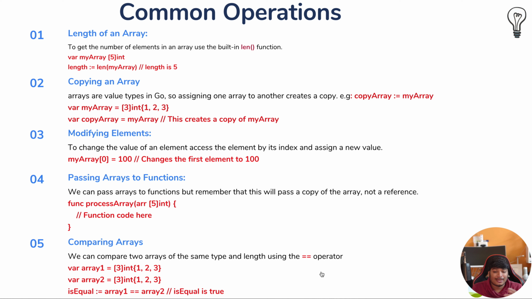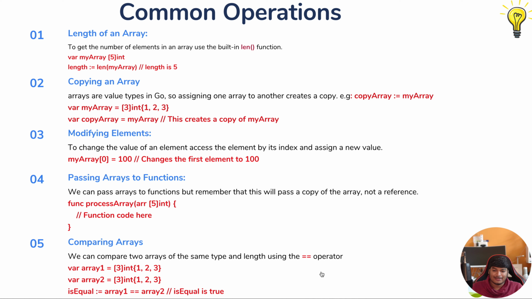Now how to copy an array. To copy an array, it's very simple. If you have one array already present, just define another array. For example, here I have named it copy array equals whatever array you had, and it will just copy it, okay.